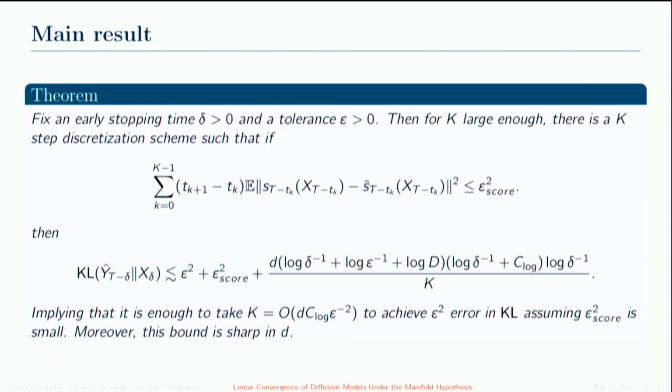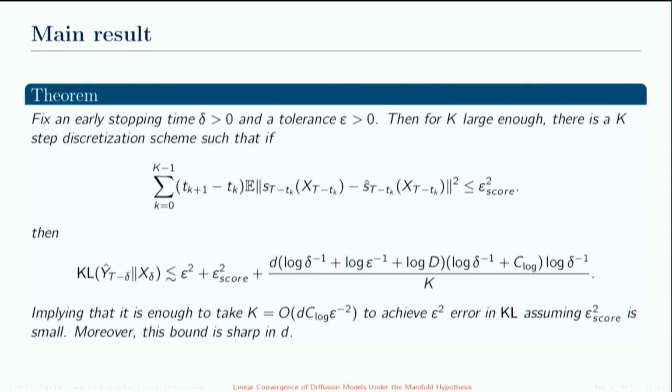Essentially, if you fix a tolerance and we know that the error in the score, at least at the discretization points, is bounded above by epsilon score squared, then we can control the KL, and the interesting term here is this one, which scales linearly in the intrinsic dimension. There's also a logarithmic term in the ambient dimension, but that's typically not that large. So if we're interested in iteration complexity, essentially to achieve a threshold of epsilon squared in KL, we need d over epsilon squared. And it's sharp in d.